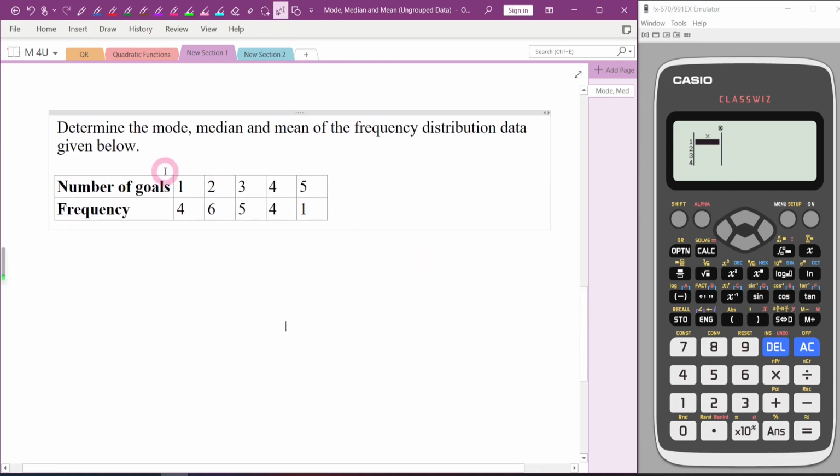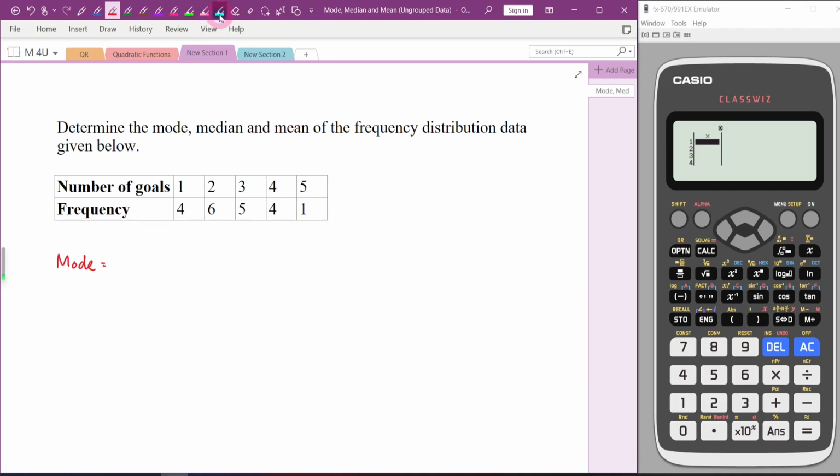Okay, so the same thing, the question asks us to determine the mode, median, mean of the frequency distribution data given below. So this one we call it frequency table because this table tells us the frequency for each data. But you need to be more careful. Mode. Mode is the data which has the highest frequency.